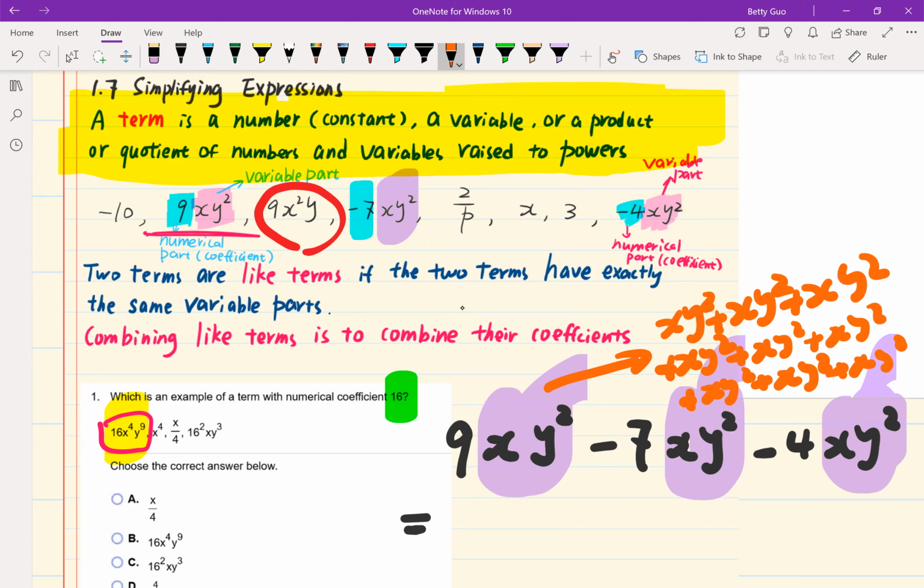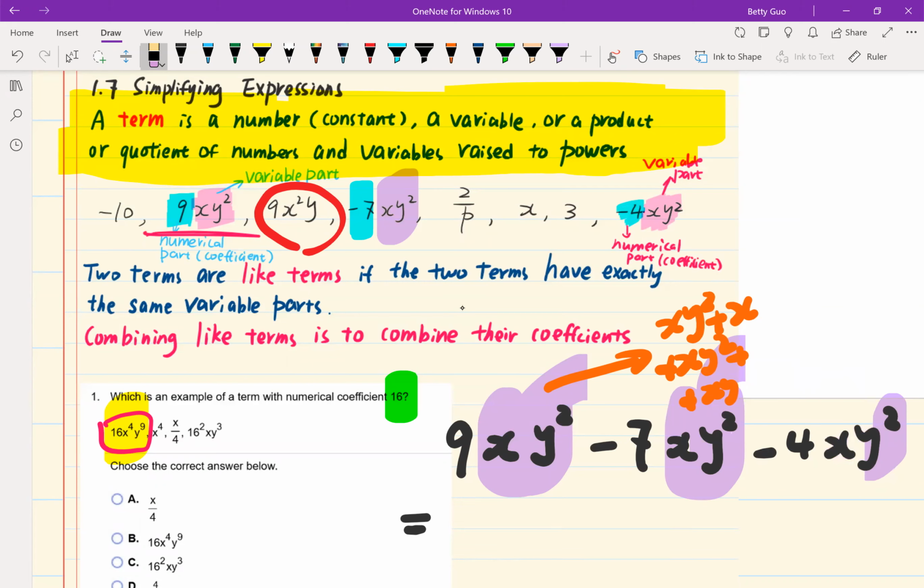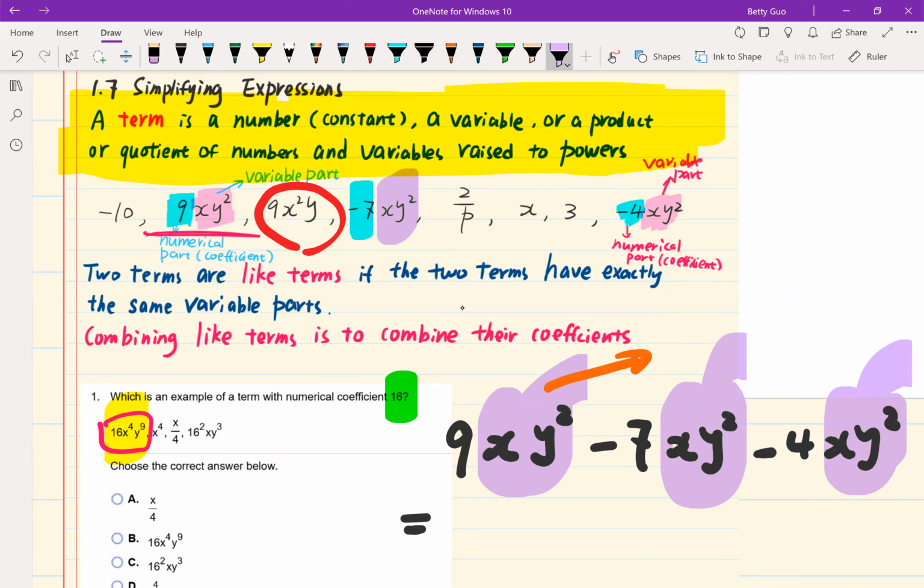Yes or no? Angela, do you see that? 9 times xy squared means you have 9xy squared over there. You have 9 apples over there, right? And here, you have -7 apples. And then you have -4 apples.